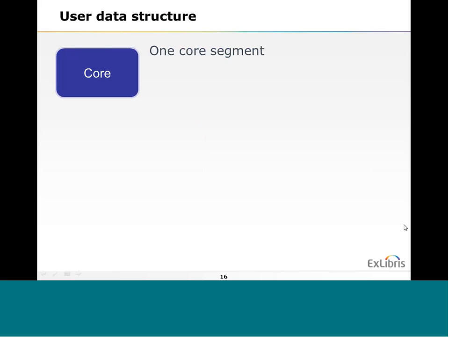So let's shift gears for a moment and talk about user records and how user records are structured. Each user record is composed of one core segment, and that core segment includes unique information, such as the user's name, their birth date, the expiration date of the user record, and then perhaps a purge date where the record is completely purged from Alma, as well as the username.